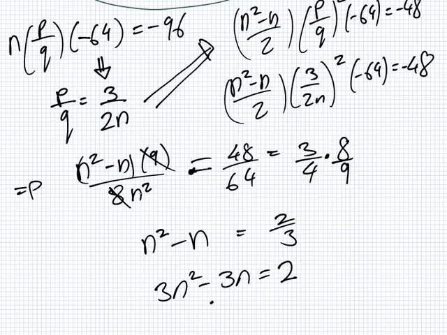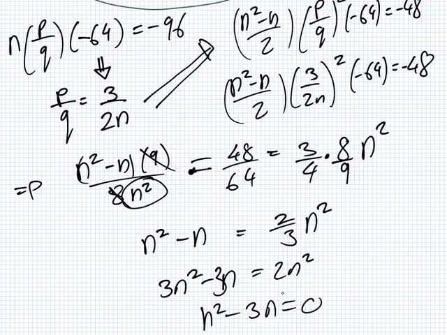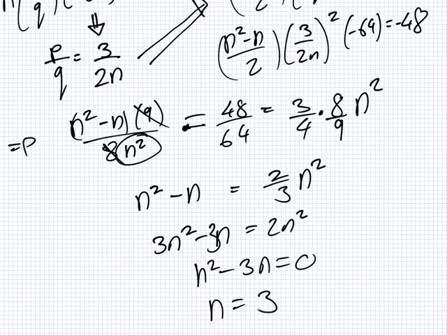Wait. I lost my n squared. I need to bring it up here. So here it is. Now I multiply by 3. 3n squared minus 3n equals 2n squared. n squared minus 3n equals 0. So n equals 3.